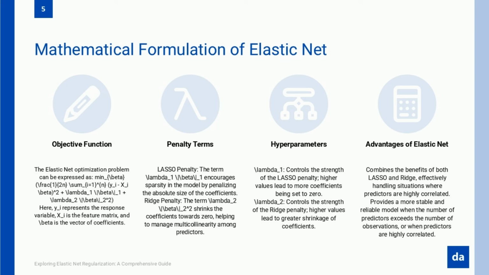This is what pushes some coefficients to exactly 0, meaning some features are completely removed from the model. The second penalty term, which is lambda 2 times the sum of squared values of the coefficients, is the Ridge penalty. Instead of removing features, it shrinks them, preventing any one feature from dominating too much. These two lambda values, lambda 1 and lambda 2, control how much L1 Lasso versus L2 Ridge regularization we apply.